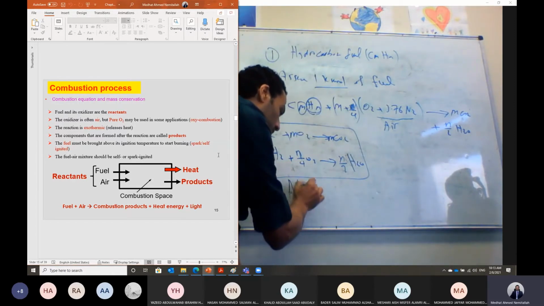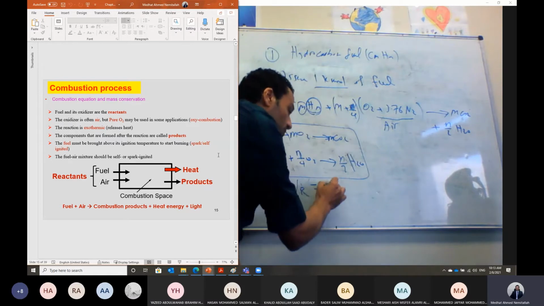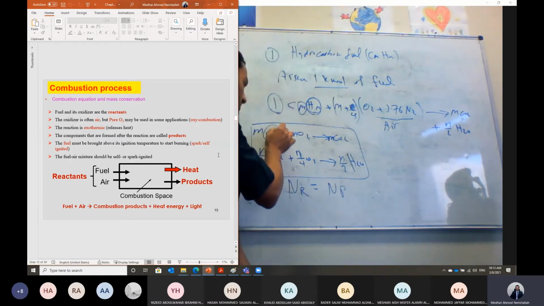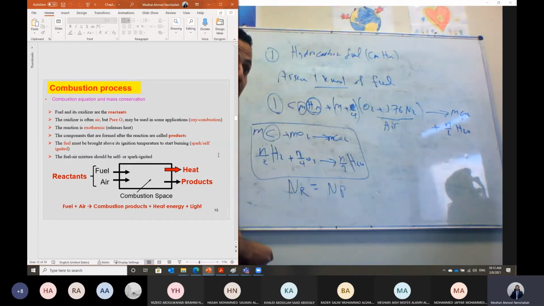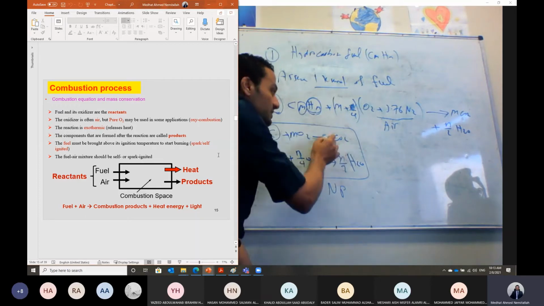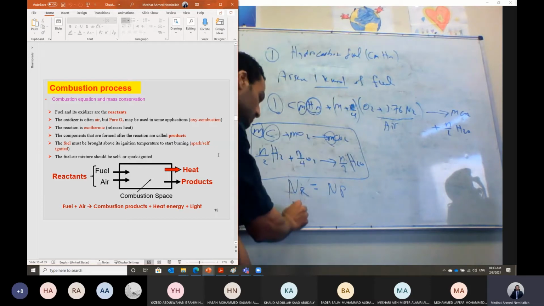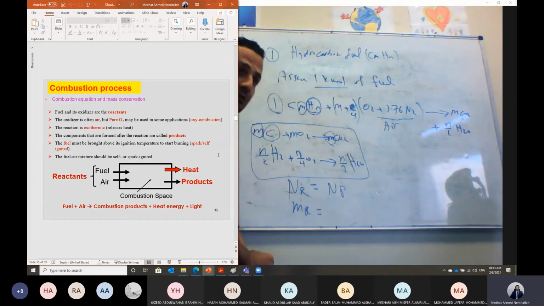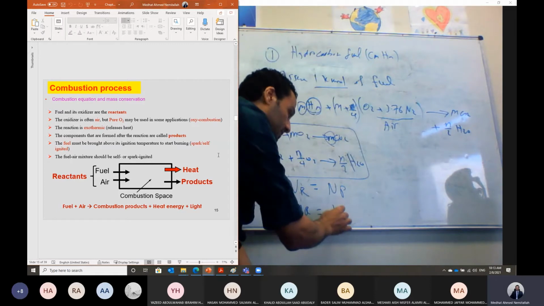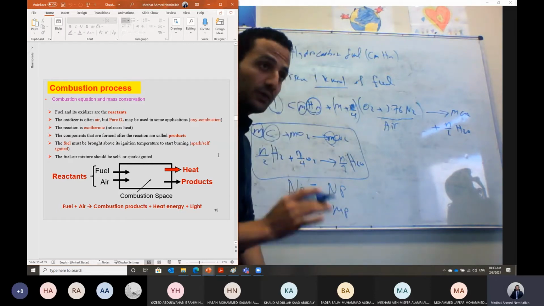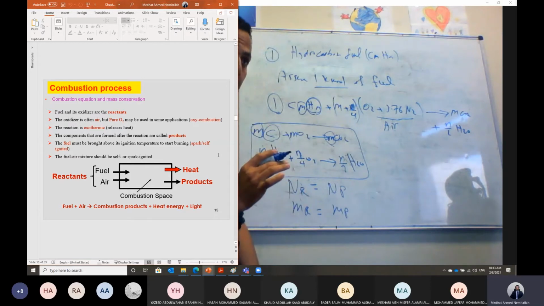So the number of moles for the reactant should equal the number of moles of the product for any species. The number of molecules of carbon at the inlet, in the reactant, should be the same as the number of molecules of carbon in the product, and the same holds for any other species. Also, the mass of the reactant should equal the mass of the product, because mass cannot be created or destroyed.